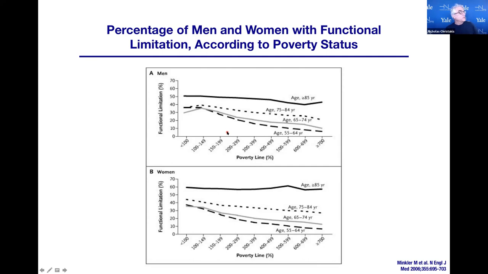So the richer you are, the better and better you are in terms of your probability of being disabled. So again, the basic point here is that it seems to matter across the whole gradient, which is a bit, why is that?